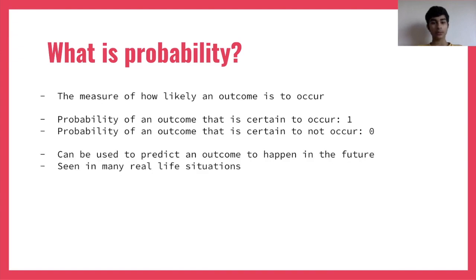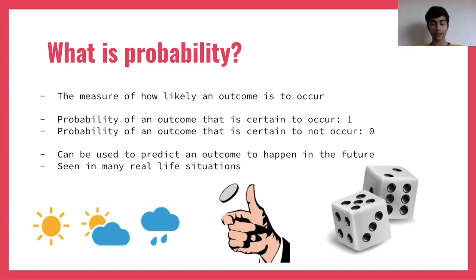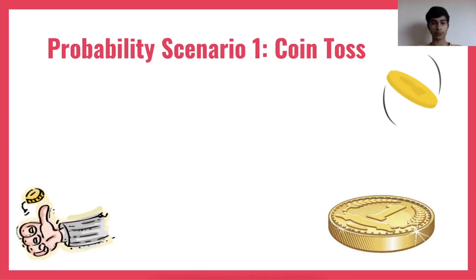It can be used to predict an outcome to happen before it happens, and it is seen in many real-life situations, such as weather forecasting, coin flips, and dice rolls, the latter two of which we are going to be exploring in this video. It is likely that you already use probability but just don't know it, to predict what may happen in the future. Let's take a look at probability scenario 1, a coin toss.